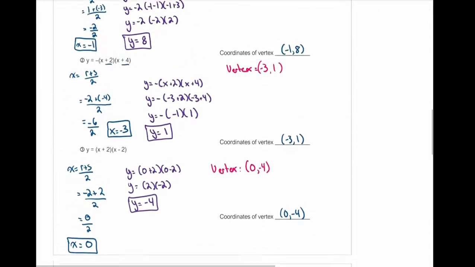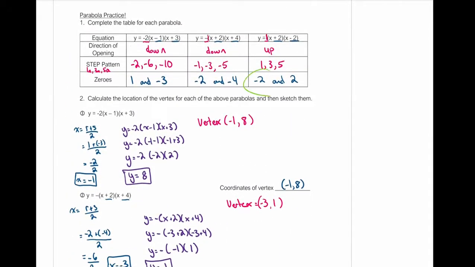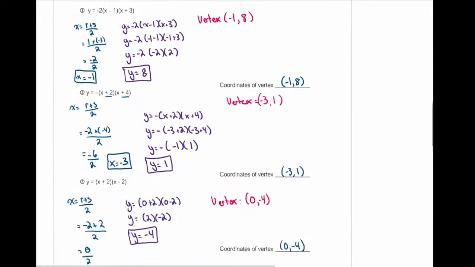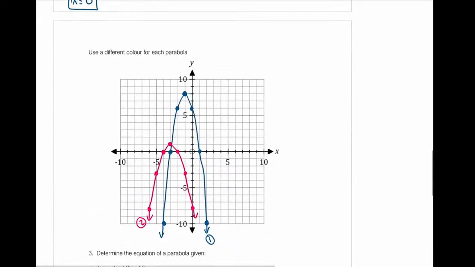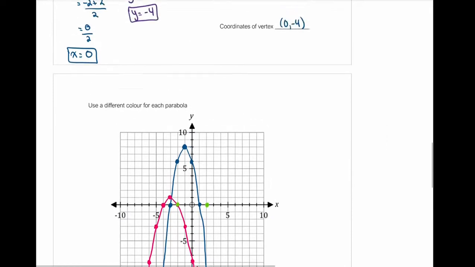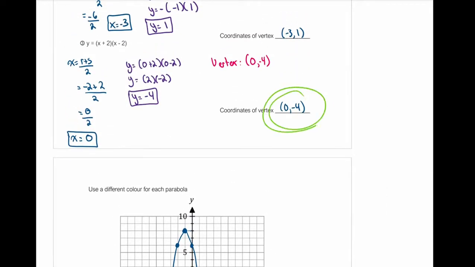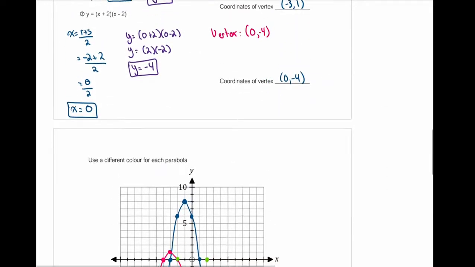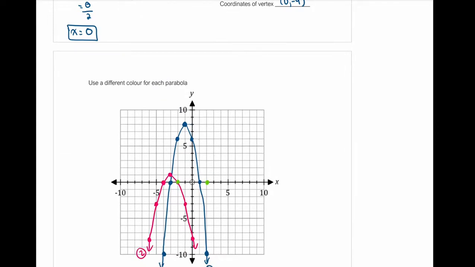Lastly, for our third one, again, I have my zeros here, so my x-intercepts, so negative 2 and 2. So I'm going to plot those points, negative 2 and 2. I have the coordinates of my vertex here, 0, negative 4. So 0, negative 4. And I could again just roughly draw what it looks like. Oh, so it looks something like that.